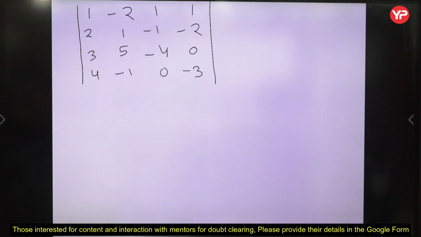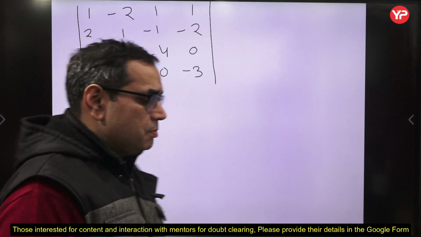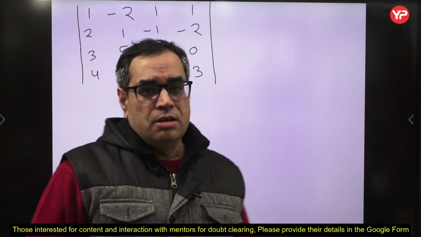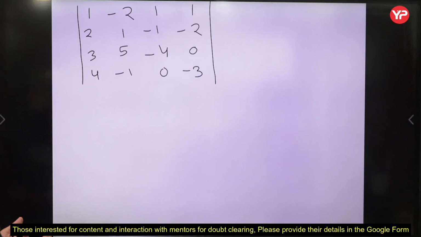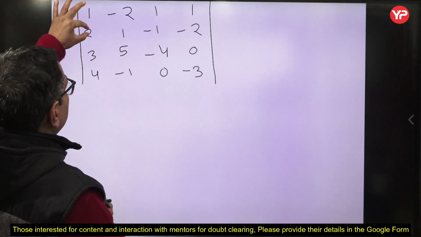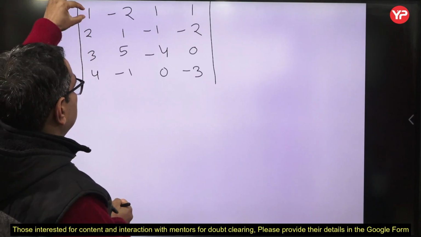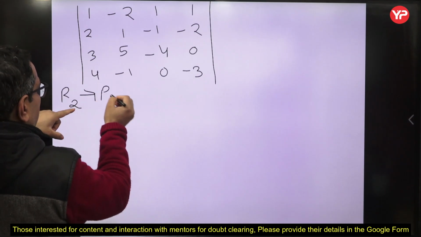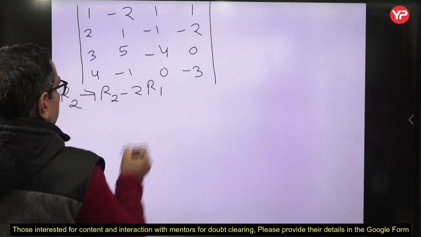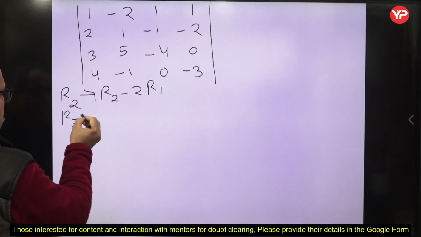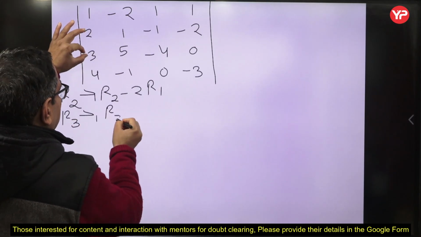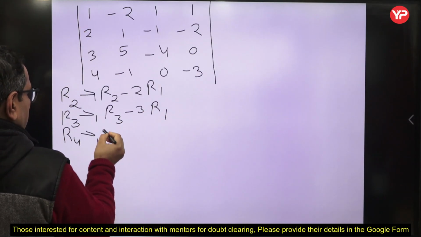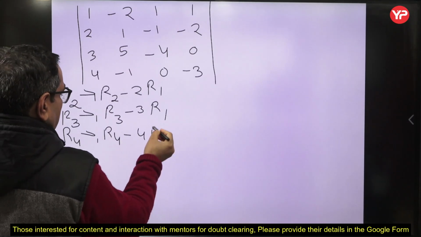Now to compute this 4 by 4 determinant, expansion is not a good choice because you need to compute many determinants of size 3 by 3 in that case. So it is better to use some properties of the determinant. We can make 0 here, here, and here using this R1. So let us apply the property of the determinant: R2 equals R2 minus 2R1, R3 as R3 minus 3R1, and R4 as R4 minus 4R1.